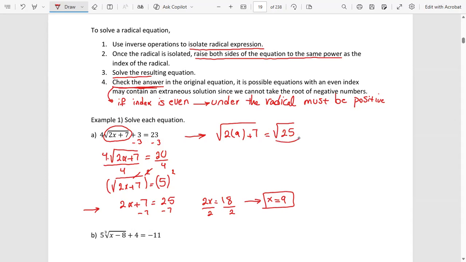And if I find the square root of 25, which is 5, and replace it here, 4 times 5 is 20, and 20 plus 3 is 23. You will see that gives you a true statement.